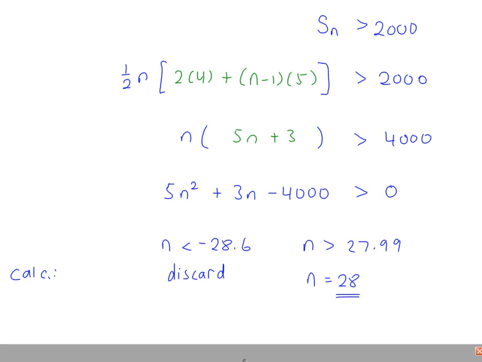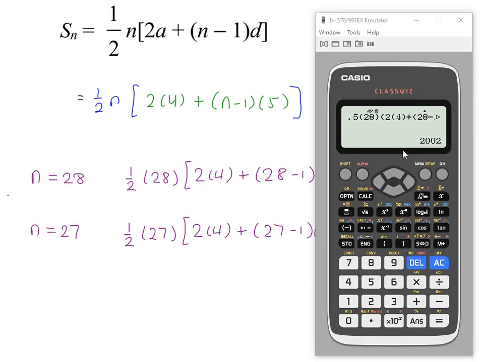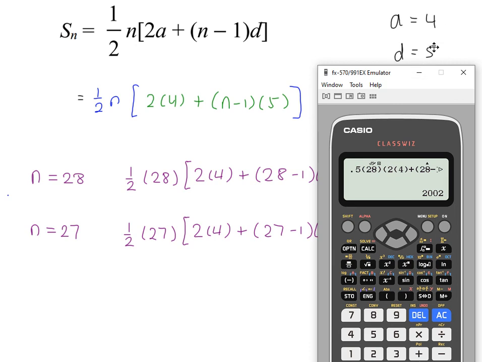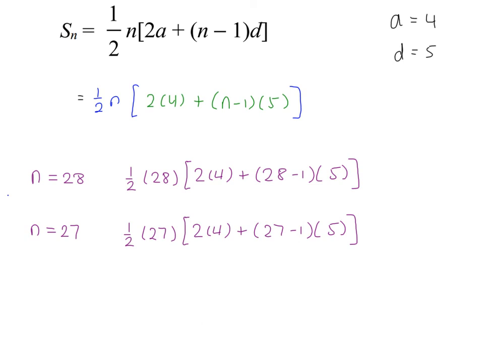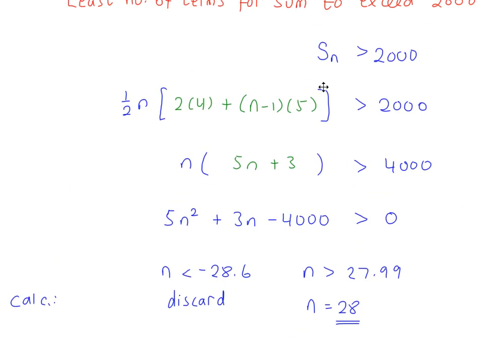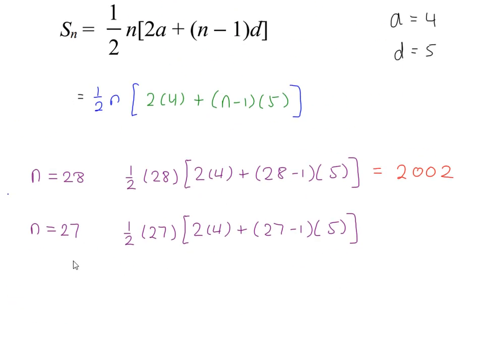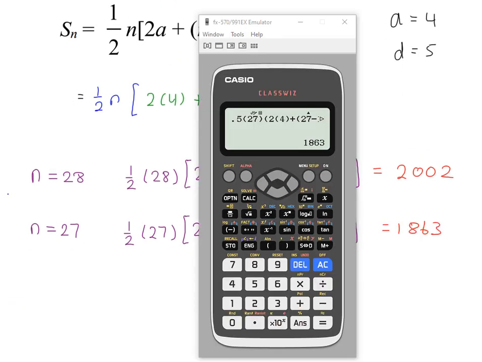So just to test, here is the sum of 28 terms, general formula, substitute the values in that we know. n is 28, I'm putting in 28 here and here. We know that a and d are 4 and 5, and that gives us 2002. That's a value that's greater than 2000. And now if we do the same thing for 27 terms, we get a number that's less than 2000. So the 28th term is the first one where the sum of the series is greater than 2000.